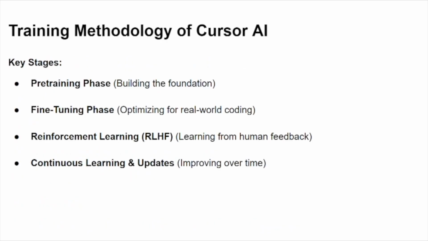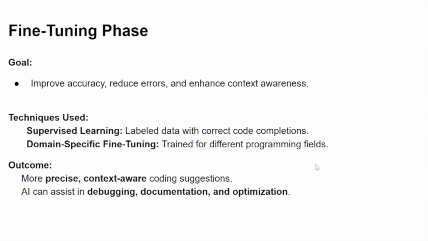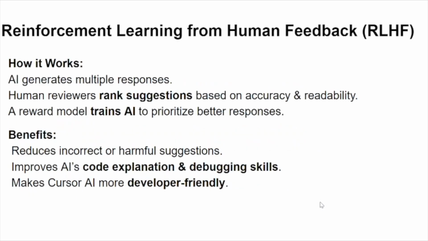The training methodology of Cursor AI includes the following key 4 stages. Pre-training phase. The objective of this phase is to train the model on vast amounts of programming data, obtained from the sources which I have mentioned before. It uses unsupervised learning to predict next tokens. The next one is fine-tuning phase, where a more accurate and context-sensitive AI that understands coding practices across different fields is built. It uses supervised learning techniques.